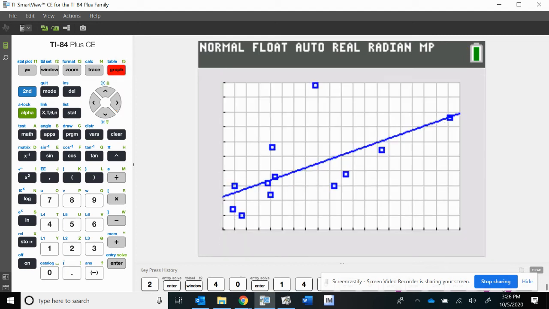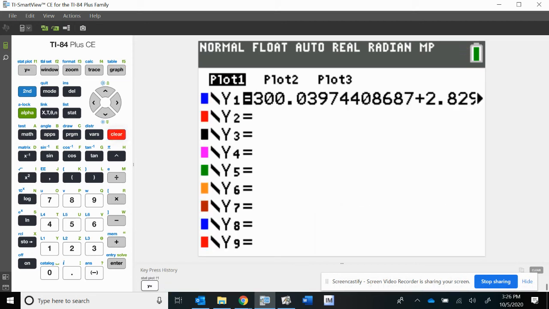And then you can go ahead and graph your stuff on there. Now, it looks like I already have my line on there. Typically, we wouldn't want our line on there.